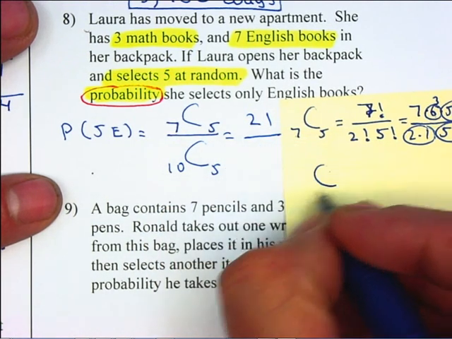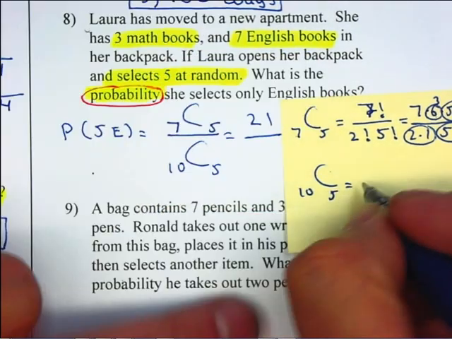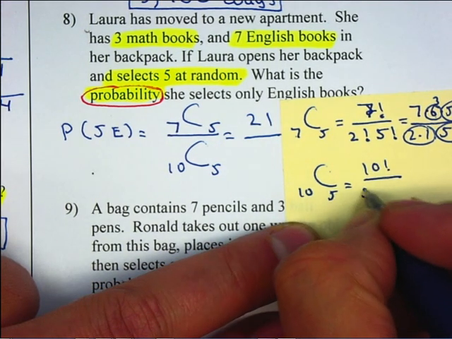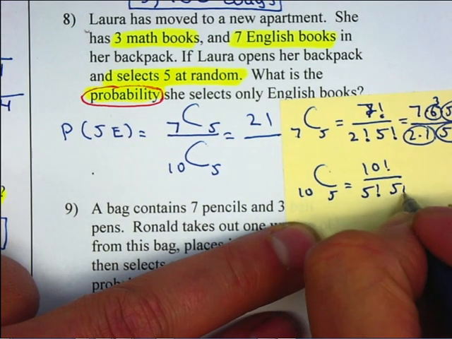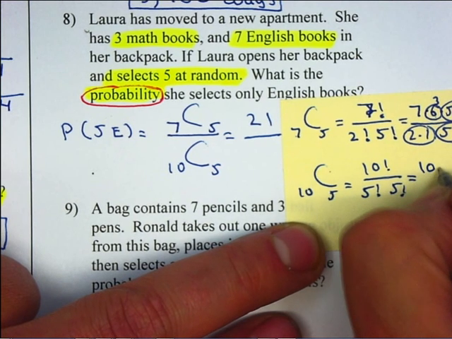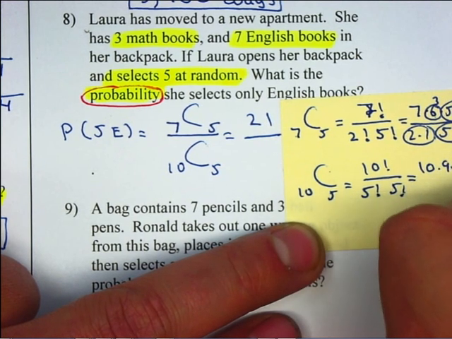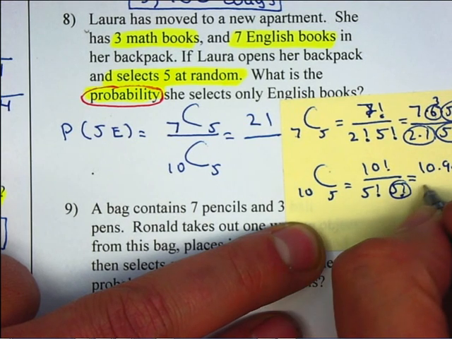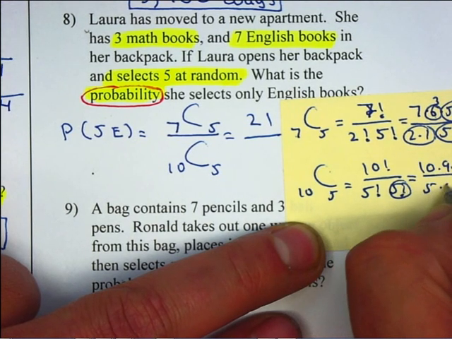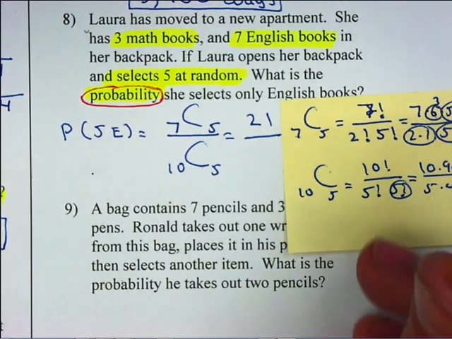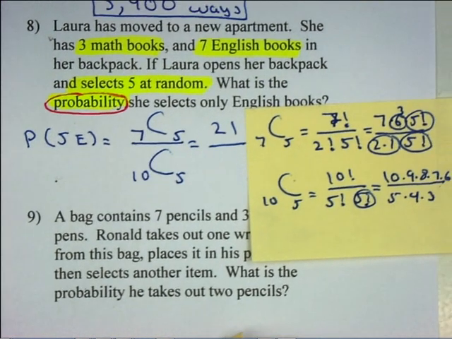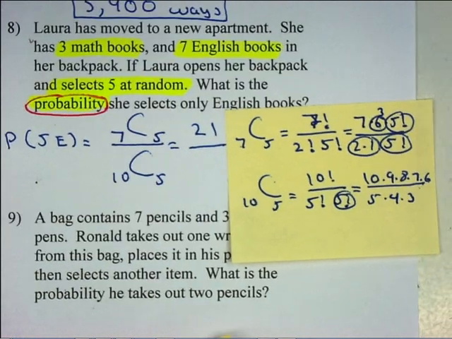Denominator: 10 choose 5. So it'll be 10 factorial over 10 minus 5, which is 5 factorial, and 5 factorial. So it'll be 10 times 9 times 8 times 7 times 6 times 5 factorial, which will cancel the 5 factorial. And then we have 5 times 4 times 3. Let me expand this. Oh, you guys can't see. Sorry for that. There we go.